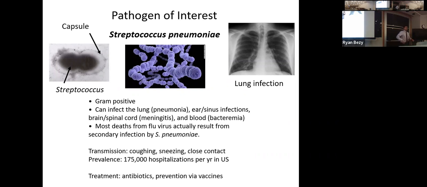Transmission of Streptococcus pneumoniae is primarily coughing, sneezing, close contact droplet transmission. We're going to talk more about some of that. It does cause about 175,000 hospitalizations per year in the US. So when you are working with nurses in the future, you're going to see a lot of pneumonia patients, and this is probably what they have. Remember, walking pneumonia, which we talked about earlier in the semester, is caused by Mycoplasma pneumoniae.